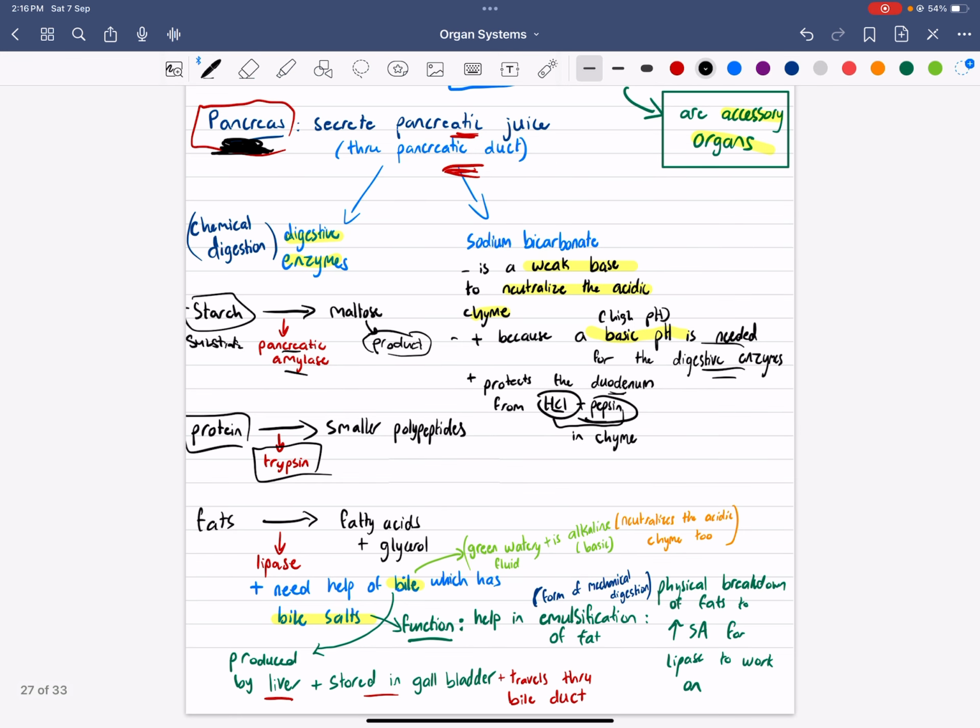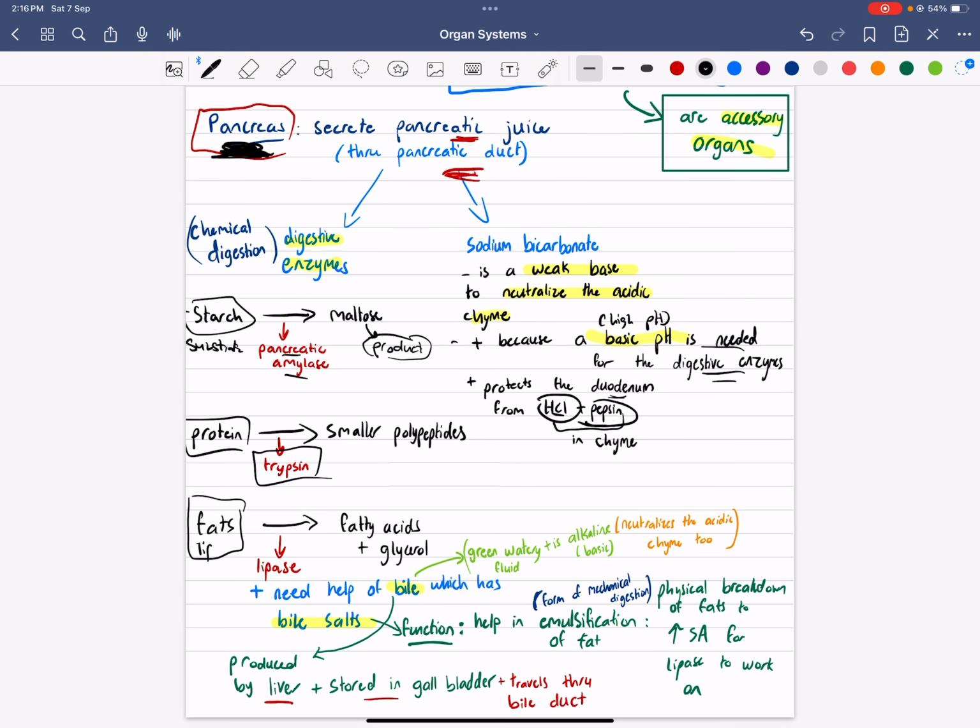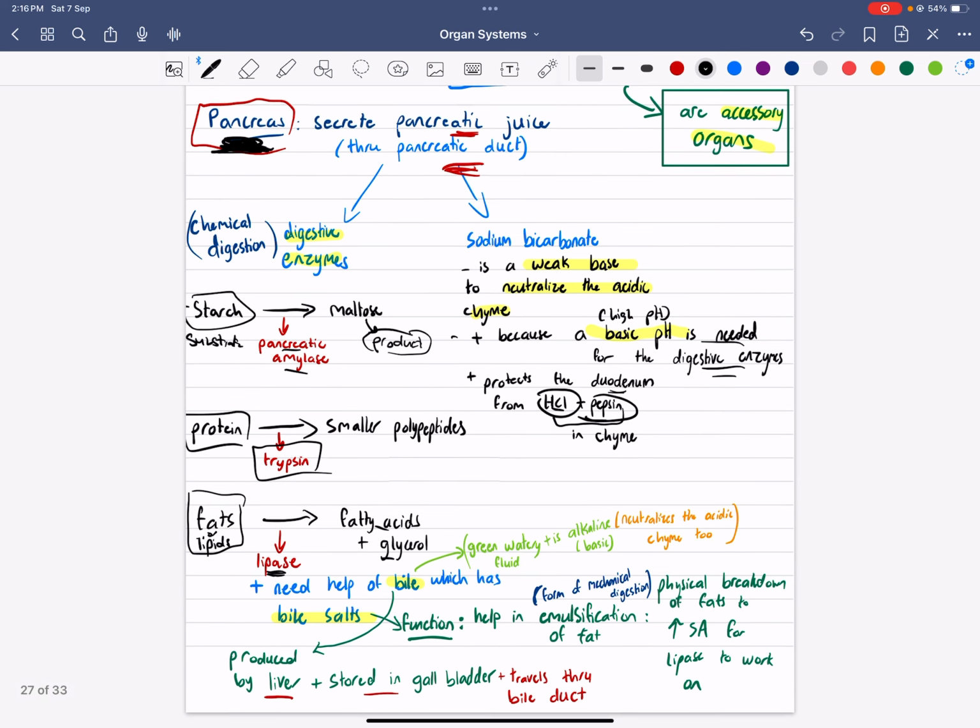And now we have fats. Now we have to look at fats in a different way. So fats, or we can call them lipids, okay, are broken down by lipase. See, it's very simple. Lipids are broken down by lipase into fatty acids and glycerol. However, lipase cannot directly work on those lipids. Lipids are usually large molecules, insoluble, so we need to do something before. So what do we need? We need the help of bile.